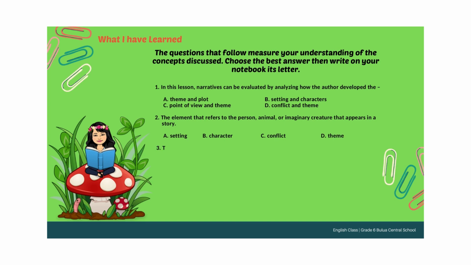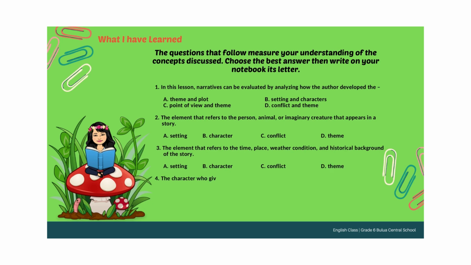Number two, the element that refers to the person, animal, or imaginary creature that appears in a story. A. Setting, B. Character, C. Conflict, D. Theme. Number three, the element that refers to the time, place, weather condition, and historical background of the story. A. Setting, B. Character, C. Conflict, D. Theme. Number four, the character who gives problems to the main character. A. Evil, B. Protagonist, C. Villain, D. Author.